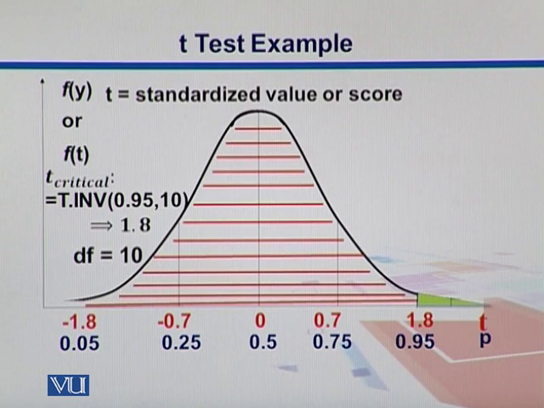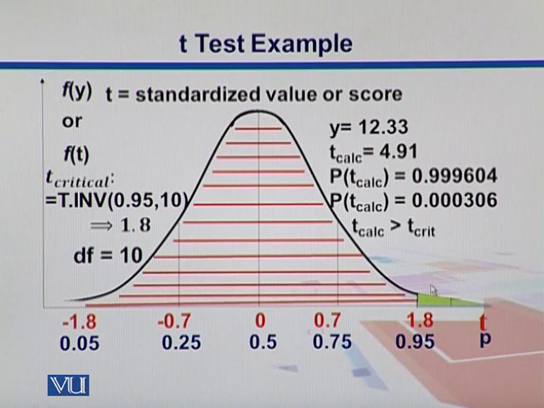So if our calculated t is greater than this 1.8, our results are significant. In that case, we can say the probability of finding this is greater than 0.95. So the observation is present in the upper 5%. While if we start looking from the right-hand side, the probability should be less than 0.05.